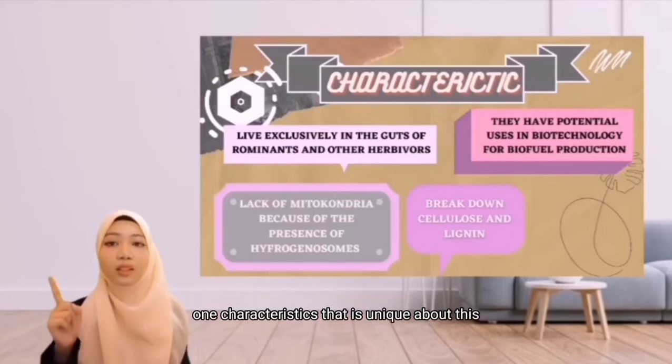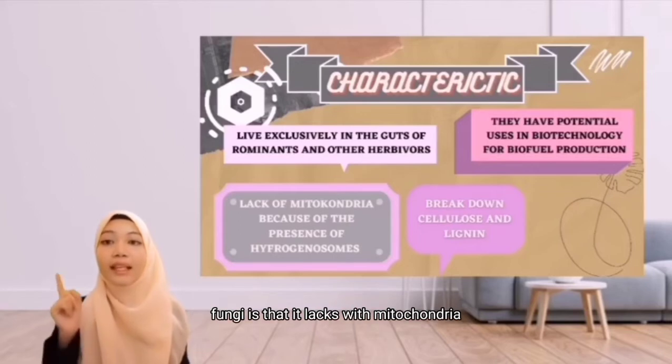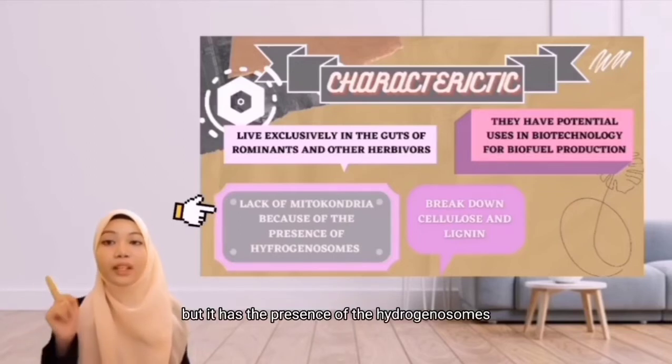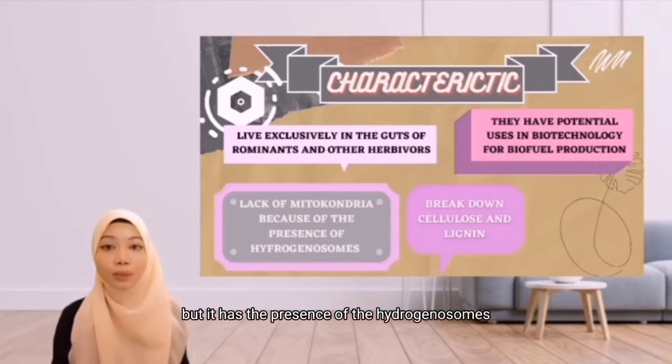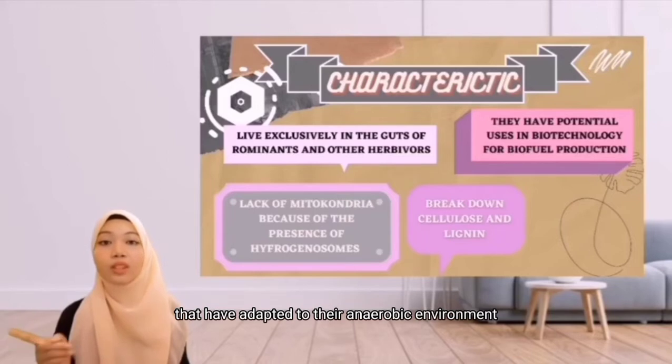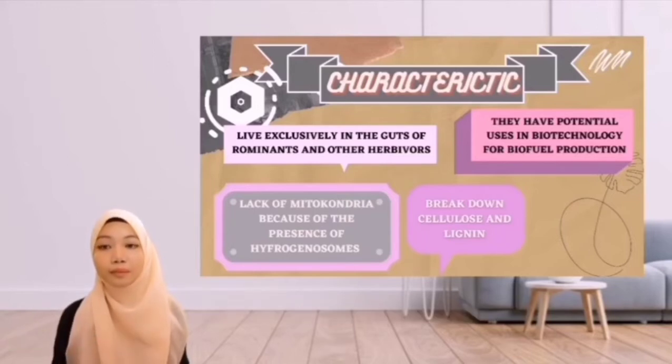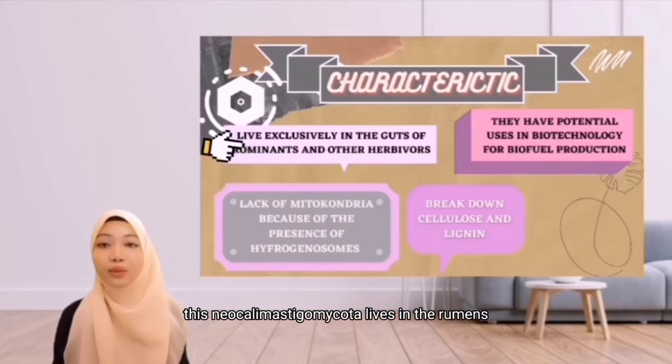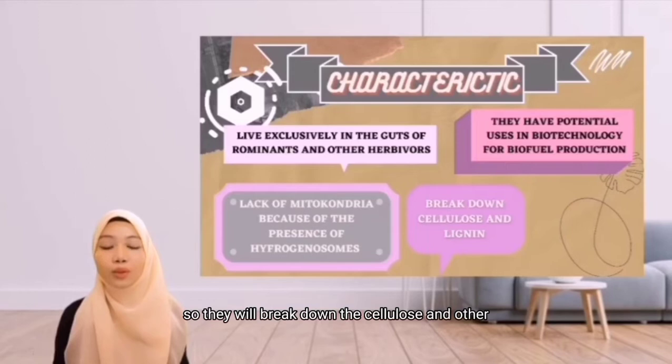One characteristic that is unique about this fungi is that it lacks mitochondria, but it has the presence of hydrogenosomes. The hydrogenosomes are reduced mitochondria that have adapted to their anaerobic environment. So, this Neocallimastigomycota lives in the ruminants and other herbivores. They will break down the cellulose and other indigestible matter.